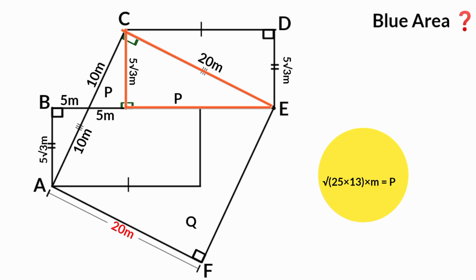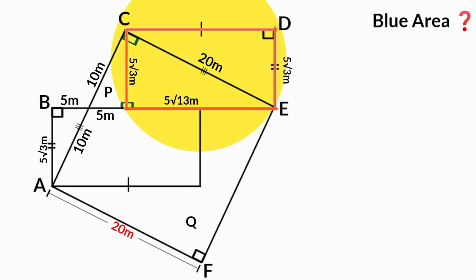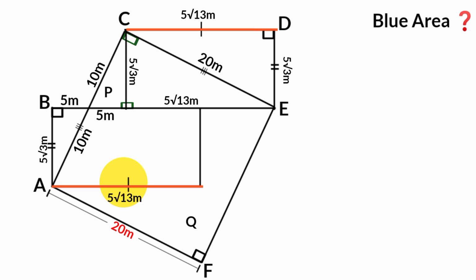And square root of 25 times 13 is the same as square root of 25 times square root of 13. Square root of 25 is 5. 5 times root 13 times meters is 5 root 13 meters. So 5 root 13 meters equal to p. That is, the length of this side p is 5 root 13 meters. And from this rectangle, we know opposite sides are congruent. So since this is 5 root 13 meters, this must also be 5 root 13 meters. I recall from the question, this and this side are equal in length. So therefore, this is also 5 root 13 meters.